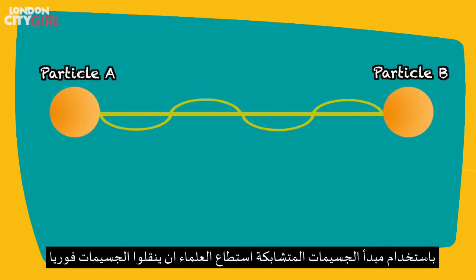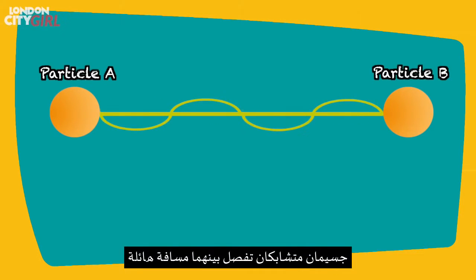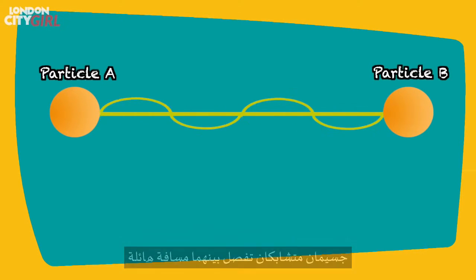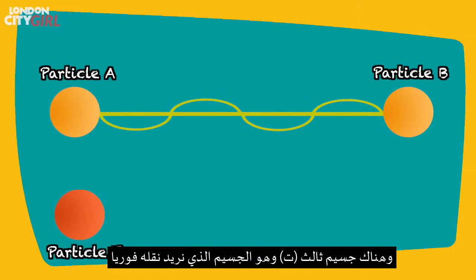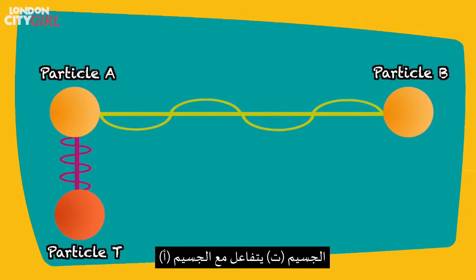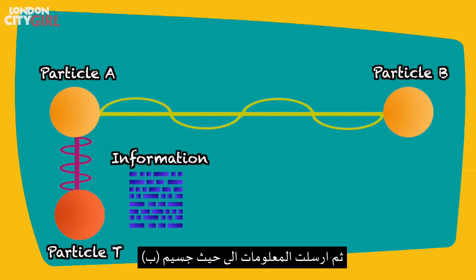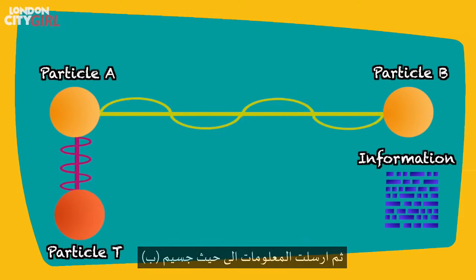Using quantum entanglement, scientists have been able to teleport particles. Two particles are entangled and separated by a large distance. A third particle, particle T, is brought in, and this is a particle that we want to teleport. This particle T interacts with particle A, and we learn how the quantum state of particle T relates to particle A. This information is then sent across to where particle B is kept.